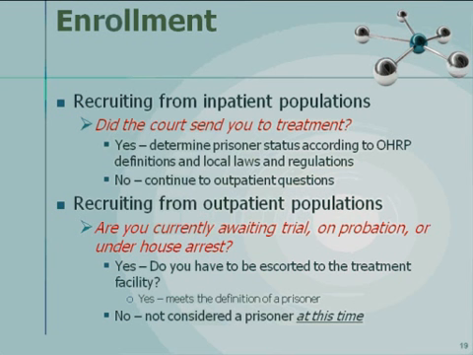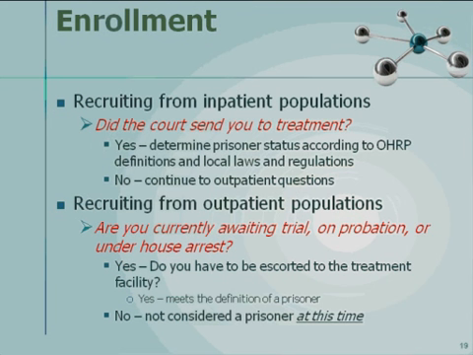If somebody's in an inpatient population, as we talked about earlier, just ask, did the court send you to treatment? We try to make this a very lay question, but that makes it a very broad question too. If somebody says yes, the court sent them to treatment, you're going to have to really determine their status based upon the OHRP definitions as well as local laws and regulations, and do a lot of detective work to find out if they were truly sent to inpatient rehabilitation in lieu of sentencing or in lieu of going to prison. If no, then you can continue on to the outpatient questions. Even if somebody's in an inpatient status, they could still meet the criteria for being a prisoner from an outpatient perspective.